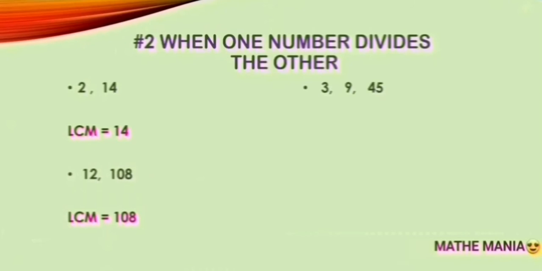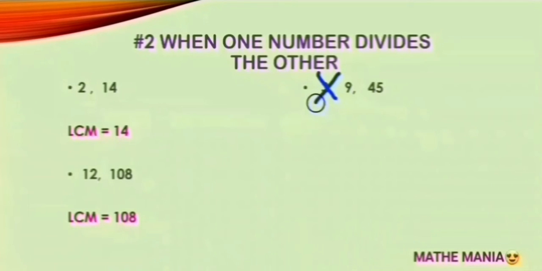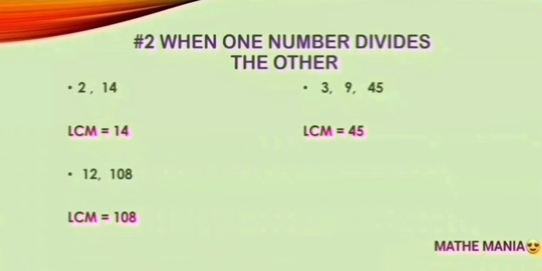This can be applied for more than two terms also. The smallest number here is 3. If 3 divides any of the other numbers, we'll just cross 3. And now we are left with 9 and 45. If 9 also divides 45, we will again cross 9. So the LCM is 45. Interesting, isn't it? Let's see one more example.